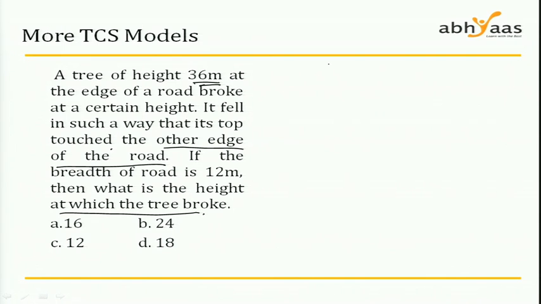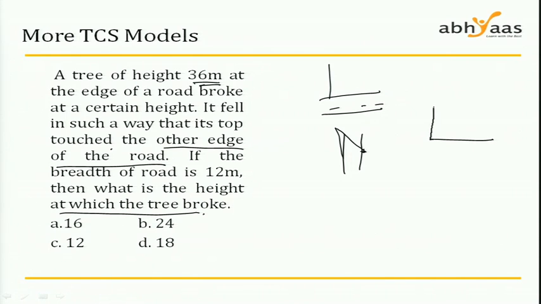So what is happening? There's a tree which is at the edge of the road. Now what is happening? This tree is broken and the situation is something like this. The edge has fallen such that it touches the other edge of the road. The tree has broken in the middle such that the edge of the tree touches the other edge of the road. So if I take a look at this diagram, it is something of this sort.